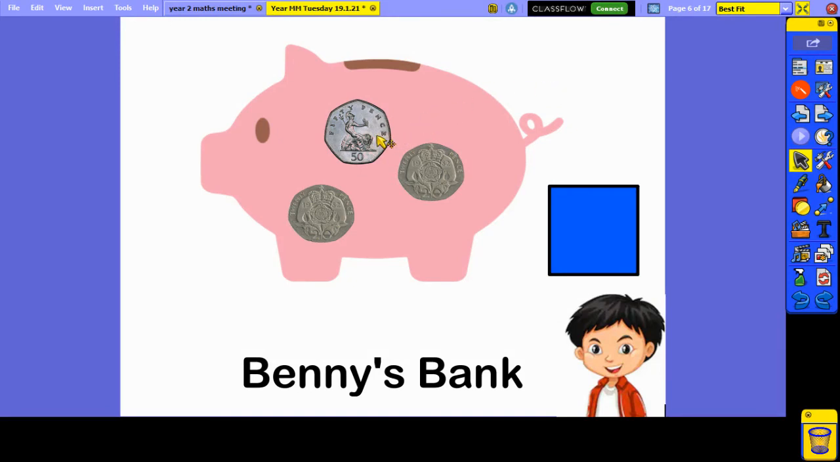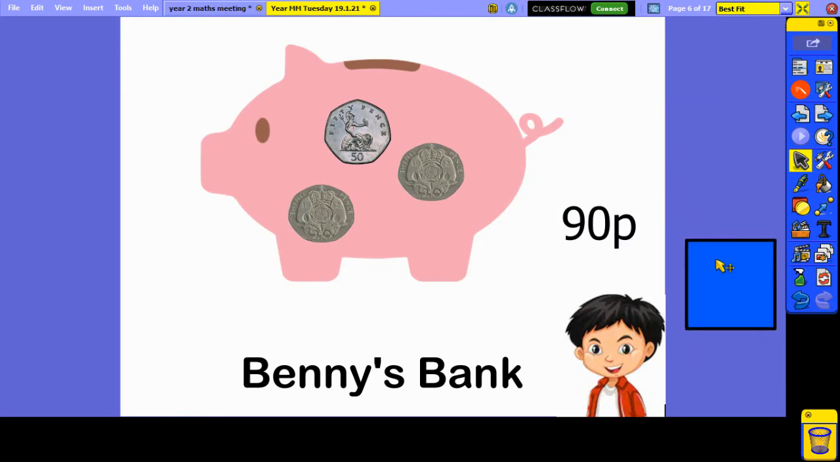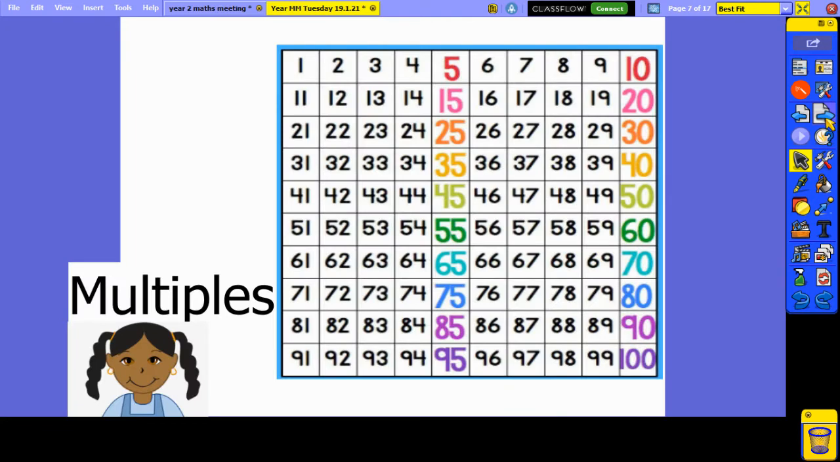Okay, let's have a look. I've got 50 plus 20 plus 20. I've got 5 tens and 2 tens and another 2 tens. 5 and 2 and 2 is equal to 9. So 50, 20 and 20 is equal to 90. Very well done. Let's move on to our multiples.